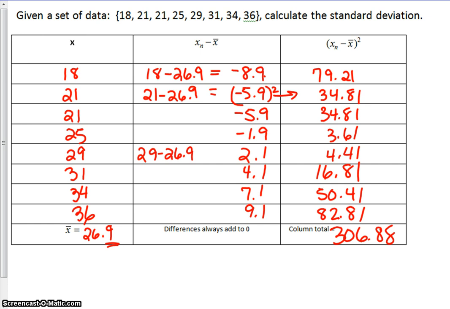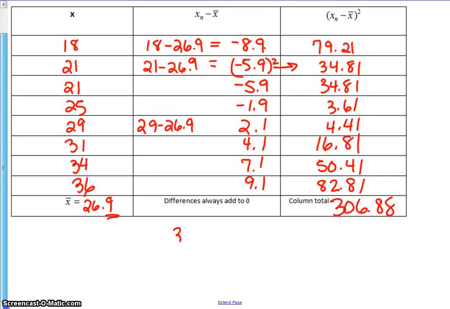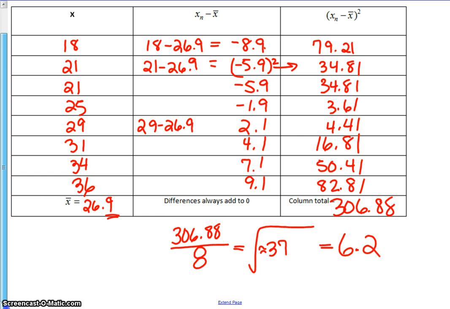Okay, so now what I need to do is take that 306.88 and divide it by how many numbers I had. And I had 8 numbers there. And then I'm going to take that answer and take the square root of it. It was approximately 37, and when I took the square root of it, I got 6.2. Okay? So that is how you find the standard deviation by hand.